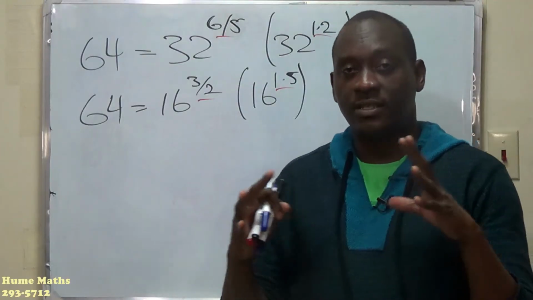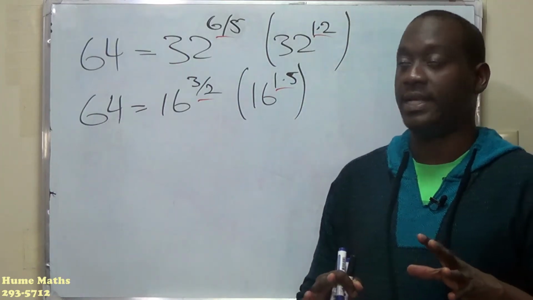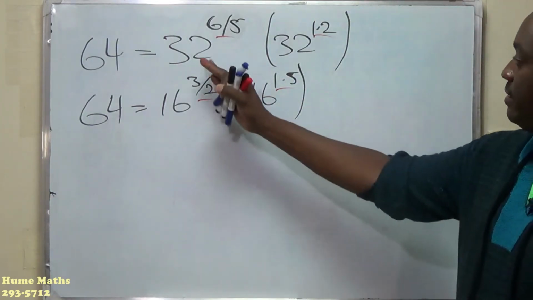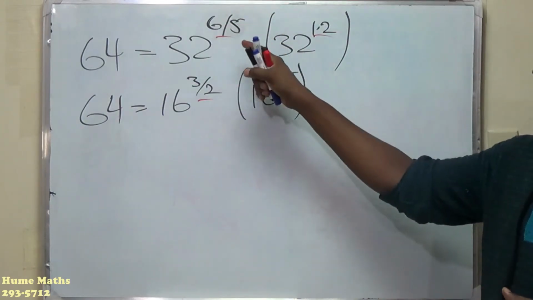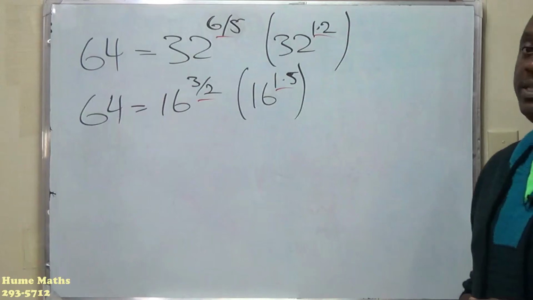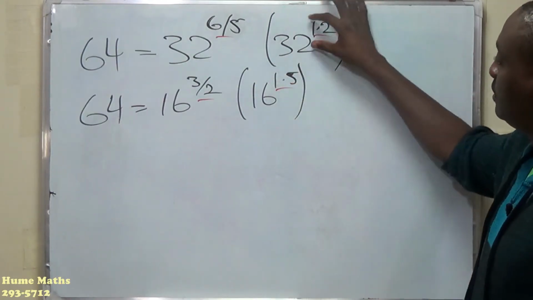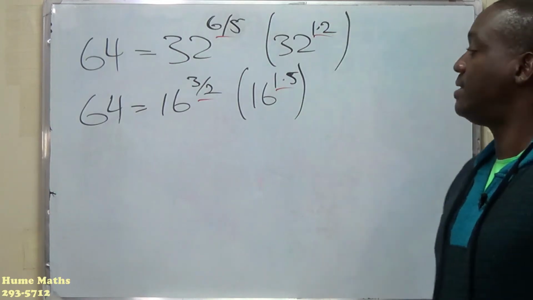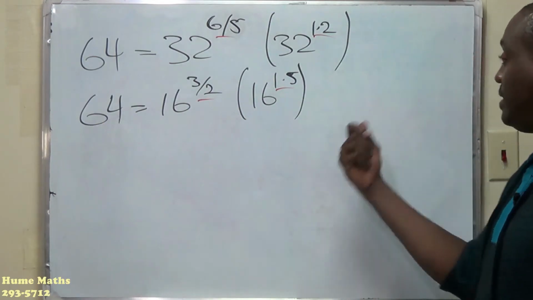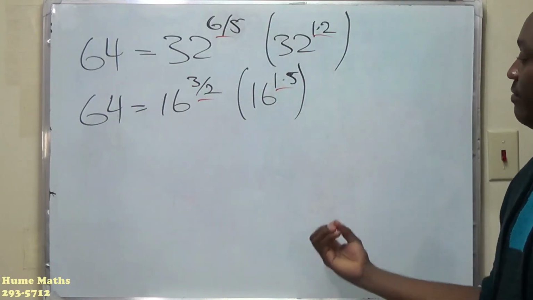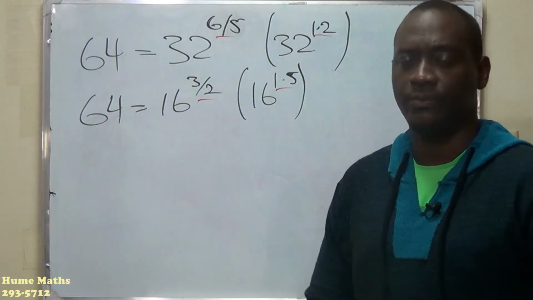Okay, so just to complete this video on logs, I could say, for example, that 64 is equal to 32 to the power of 6 over 5. We know that 6 over 5 as a fraction is the same as 1.2 as a decimal, so we could also say that 64 is equal to 32 to the power of 1.2. We could say also that 64 is equal to 16 to the power of 3 over 2, which is the same thing as 16 to the power of 1.5. 1.5, of course, being the decimal equivalent of 3 over 2.